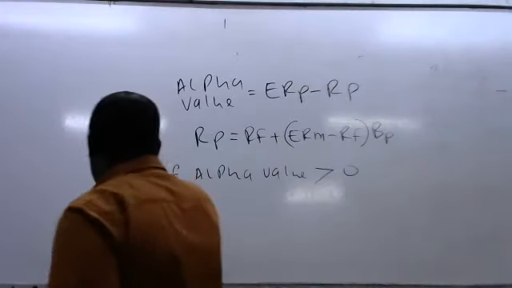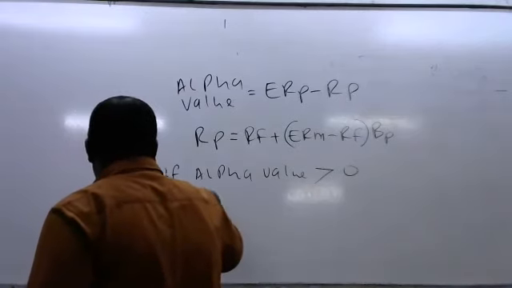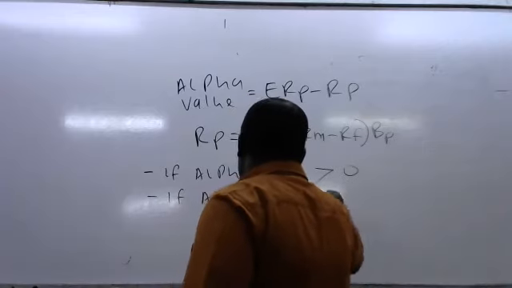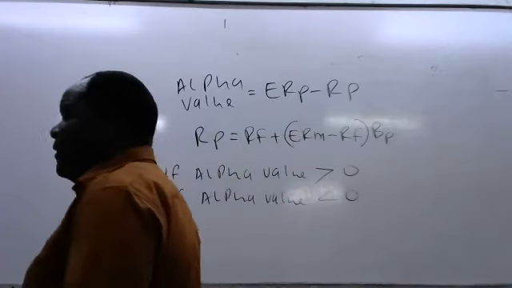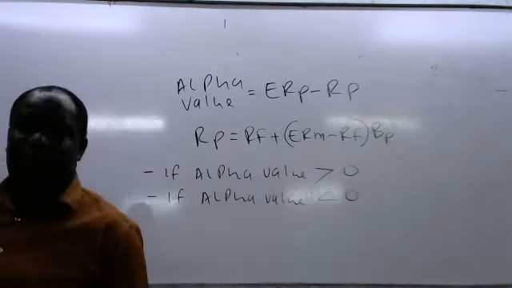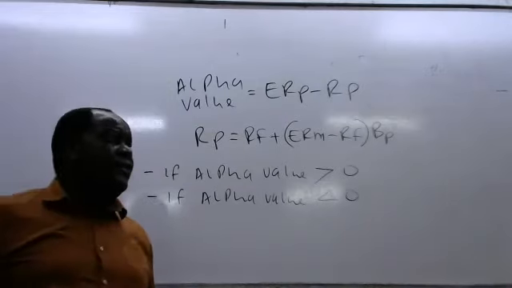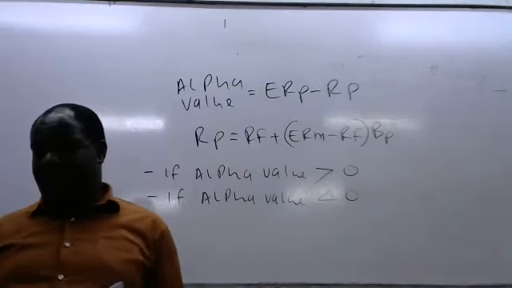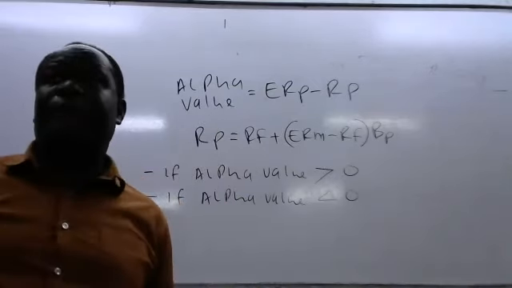Then the second dash is that if the alpha value is less than 0, then it indicates inferior performance.